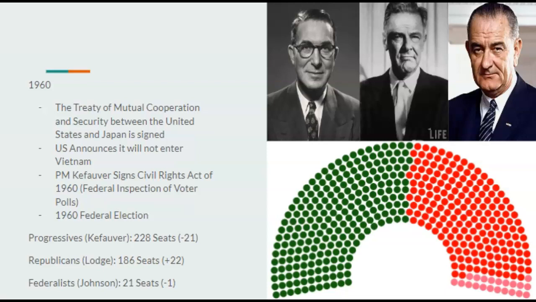Eisenhower did this IRL, we might see something similar with Kefauver as well. Heading on to 1960, the federal election here, the progressives end up losing seats. They're now at 228, losing 21. The Republicans under Henry Cabot Lodge Jr. gain 22 seats, 186. And the Federalists under Lyndon B. Johnson lose 1 seat, 21 seats in total.